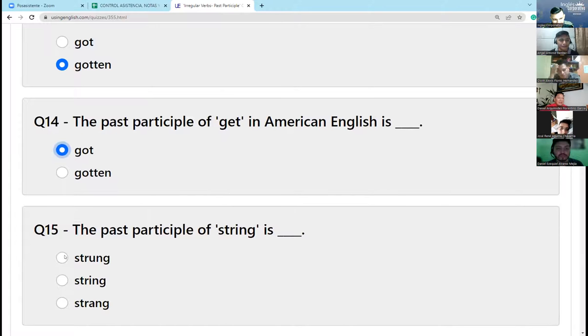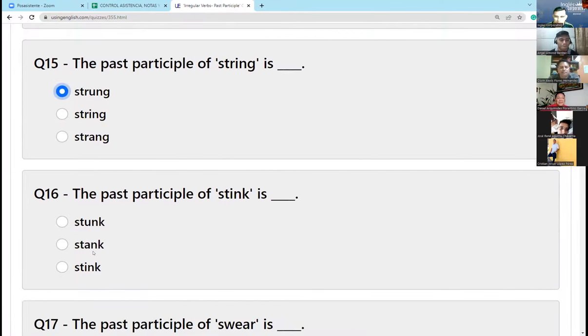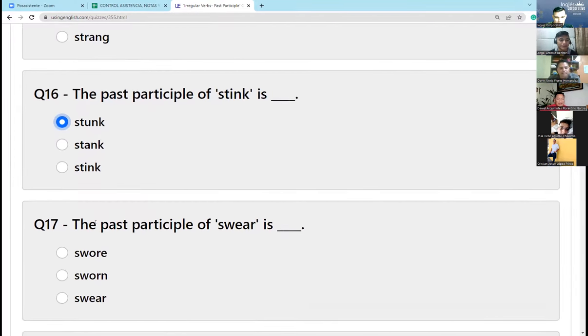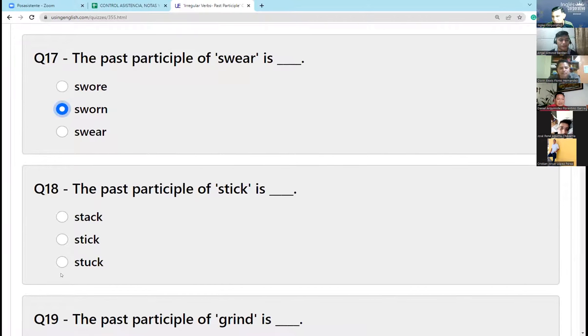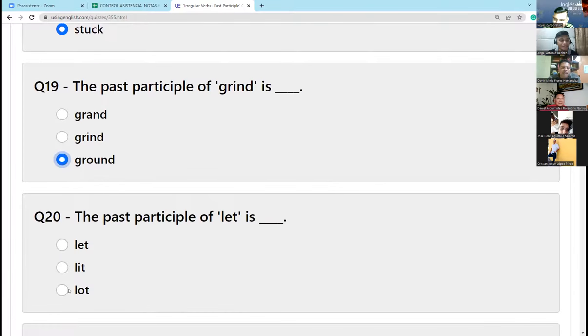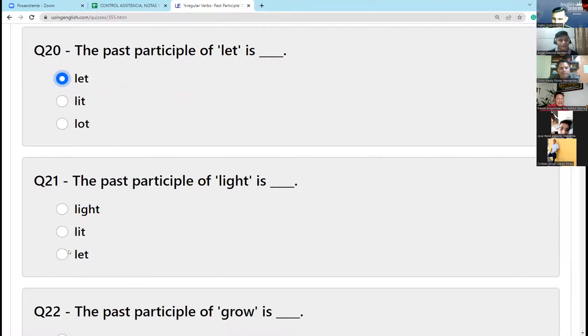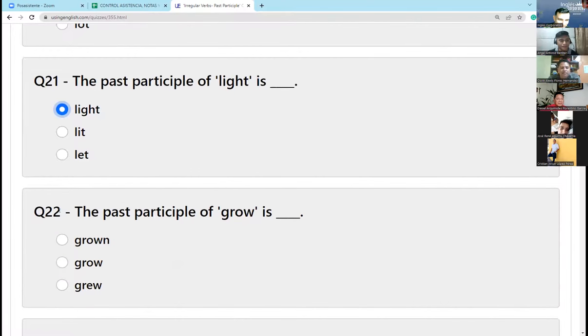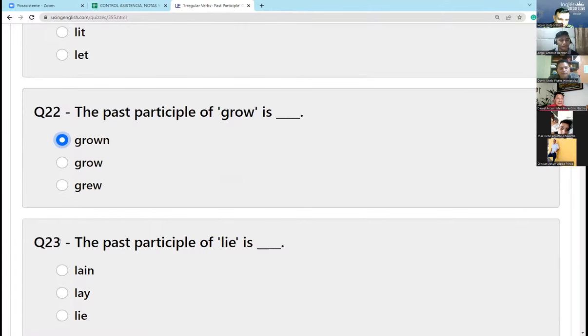The past participle of string. Strung. The first one. Past participle of stink. Stunk. Okay. Past participle of swear. Sworn, with N. The second one. Stick. Stuck. Find? Found. First, second, third. Third. Let. Light. I think it's light. The first one. Grow. Grown.